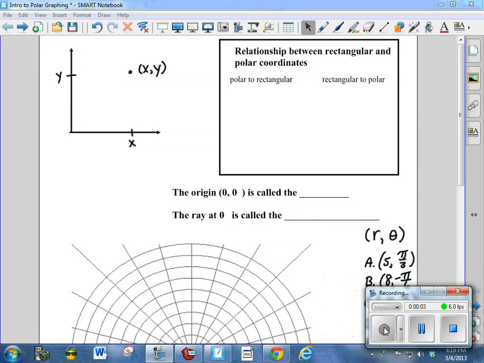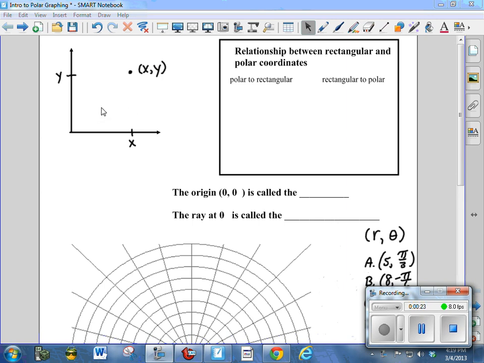This is the Introduction to Polar Graphing. Back when you were in Algebra 2, just a mere babe in your mathematical progress, remember you learned how to graph using x and y. So if you started from the origin, you'd go x units to the right and y units up, and you'd have a point x, y.